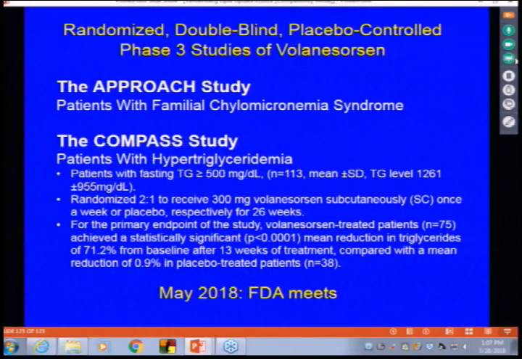And I'll just end with this. This is the new thing. It's an injectable. If we can inhibit ApoC3, we can get LPL activity, and there are 2 trials, and the thing to watch for is FDA meets in May. This would be the new thing in the field if that gets approved. Any questions? That's it.